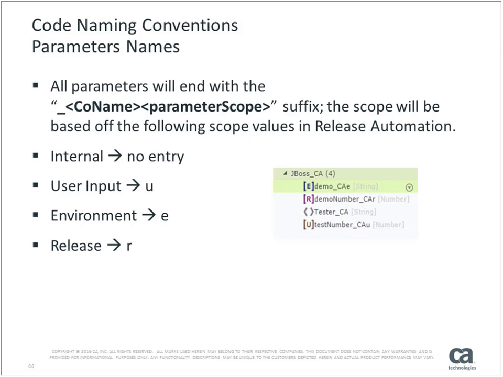For the parameters, we're going to end up with the underscore company name and the parameter scope. In this case, we're showing you multiple examples where internal has no entry, user input has a U, environment has an E, and release has an R. So with the examples you see right there, we have demo underscore CAE, demo number underscore CAR, and tester underscore CA because it's internal, nothing changes. Test number underscore CAU is for a user input that is going to be required for the different parameters.